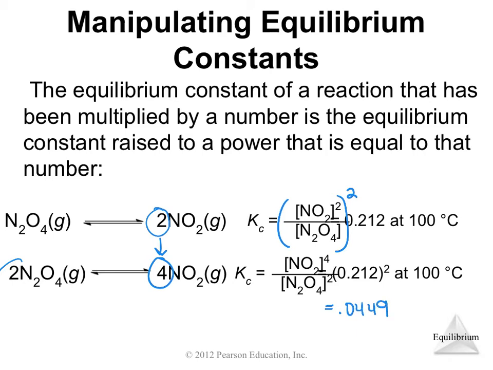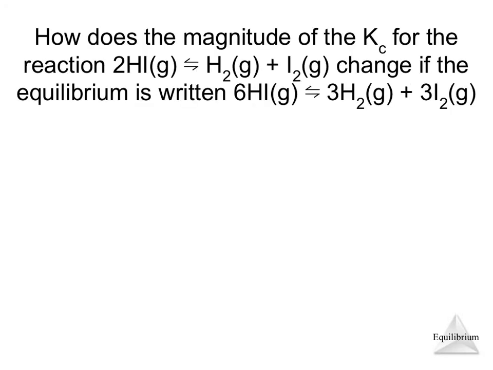So we haven't flipped the equation at all. We just doubled the coefficients. If you tripled the coefficients, it would be like raising it to the third power. Or if you quadrupled the coefficients, it would be like raising it to the fourth power. So however it changes from the first reaction to the second, that is what you raise your expression to.